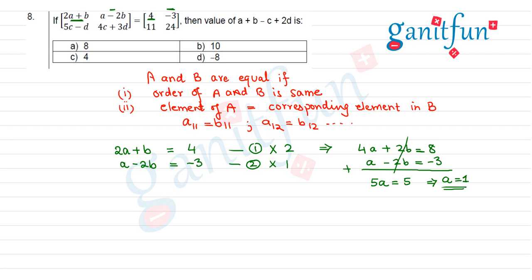Now we will put the value of A equal to 1 in one of the equations. Say we put it in equation number 1. So we get 2 into 1 plus B is equal to 4, which will give us B is equal to 2. So we have found the value of A equal to 1 and B equal to 2. Now what we can do is we can take the rest two elements of the two matrices, which will give us 5C minus D is equal to 11 and 4C plus 3D is equal to 24.